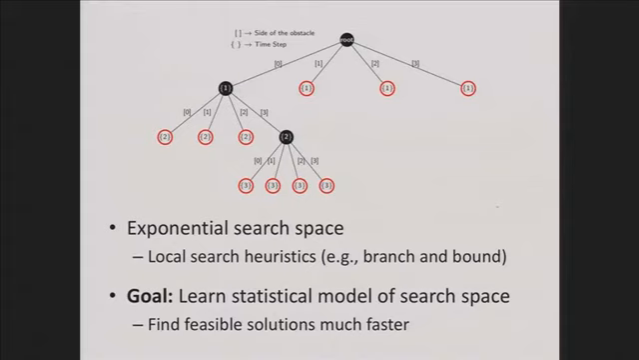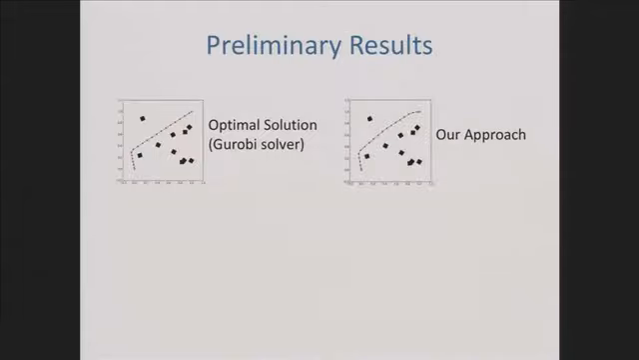And our goal is to learn a statistical model of the search space through imitation learning to find these feasible solutions much faster. And so here's just one preliminary result that we have on a toy obstacle course. So this is the optimal solution of a path planning problem given by Gurobi, which is one of the commercial solvers. And this is the solution given by our approach. It's not as good. It's almost as good.